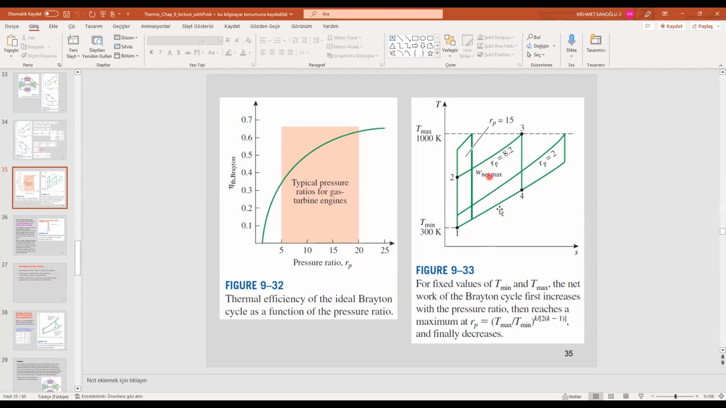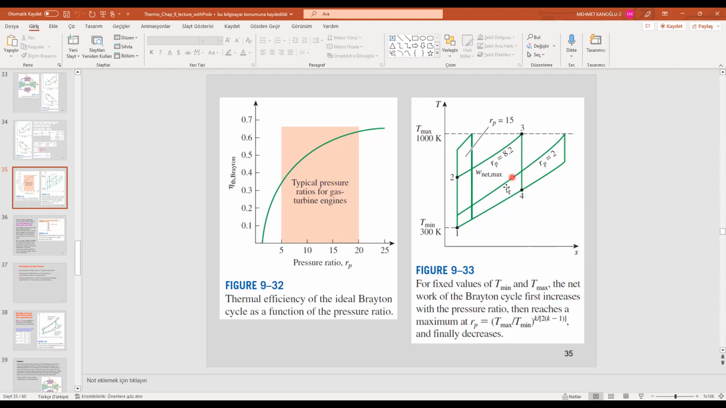The idea is also given in the second diagram. In the right diagram, on the TS diagram, the effect of pressure ratio on the thermal efficiency or the network output is given here. As you can see, the higher the pressure ratio, the higher the efficiency of the engine.